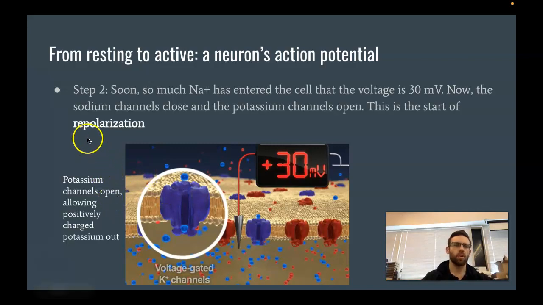And again, this process is called repolarization. So we're going to go back towards our negative 70, which was our resting number. So we're heading back towards the negative side now.